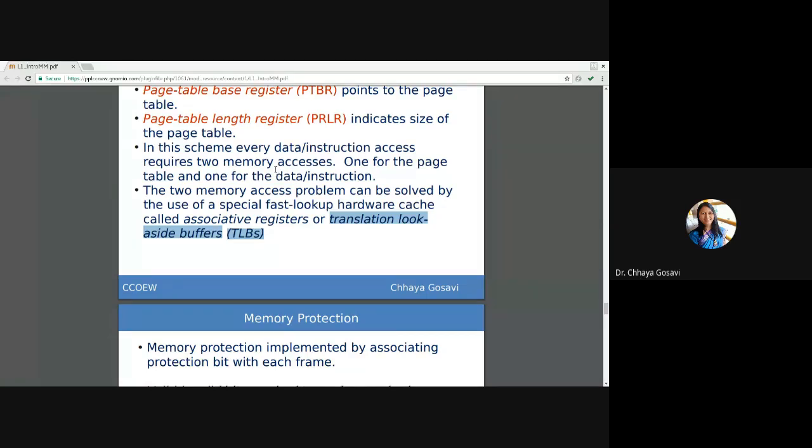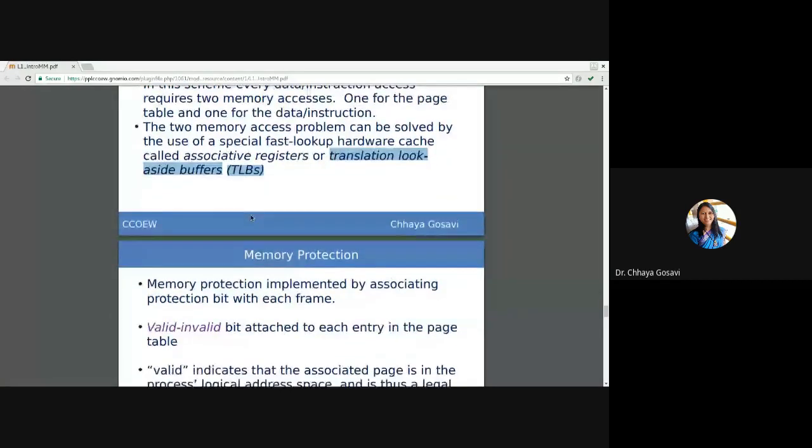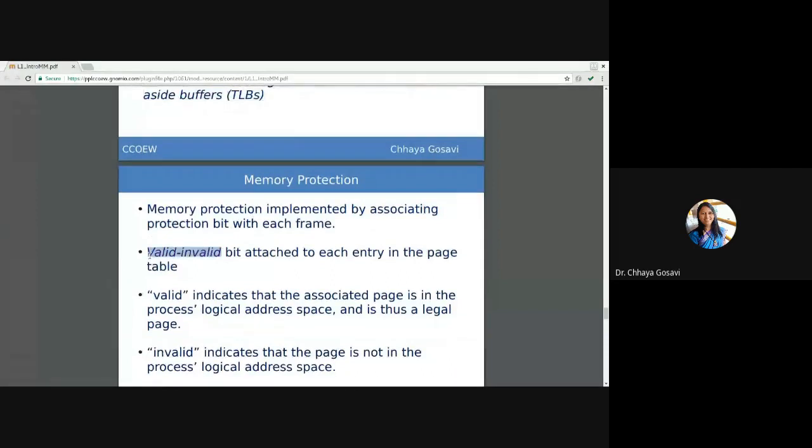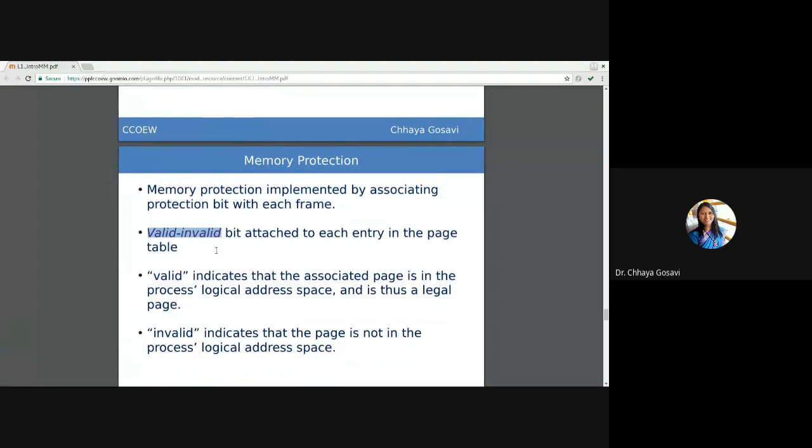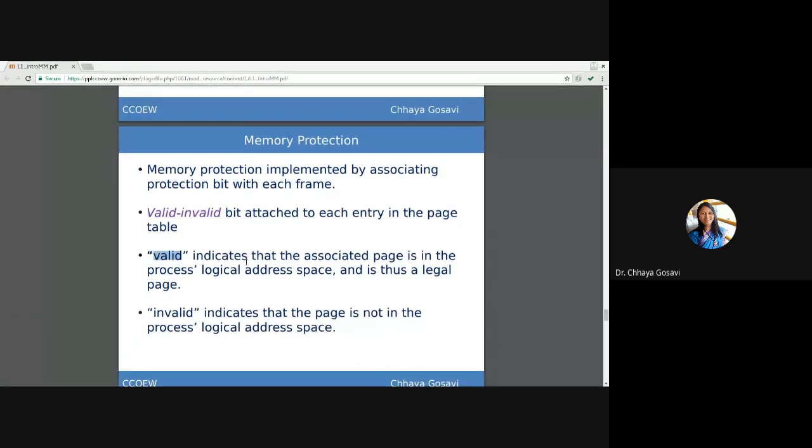In case of paging, there is a valid-invalid bit associated with every entry in a page table. If it is valid, it indicates that that particular page is loaded into the main memory and you can perform address translation. If it is invalid, it indicates that the page is not in the process's address space, meaning it is not yet loaded into main memory. So address translation will lead to a garbage location.